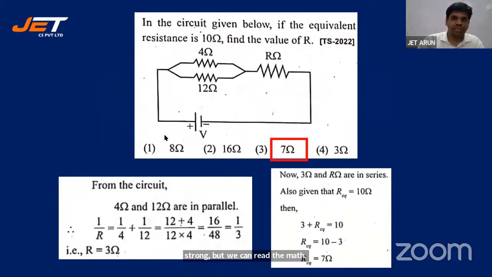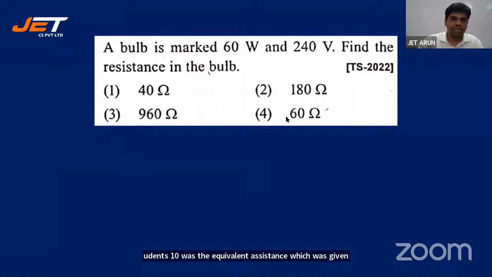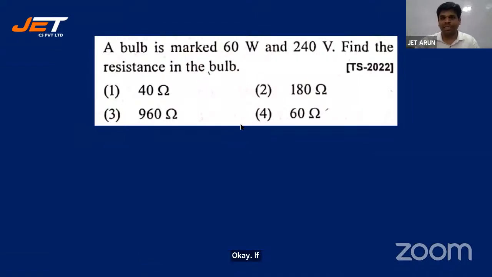Malesh, 10 was this one, students. 10 was the equivalent resistance, which was given as 10. So 3 plus unknown R is equal to 10. All right. If at all you have got a query, please go to the YouTube channel later and revisit the whole session.